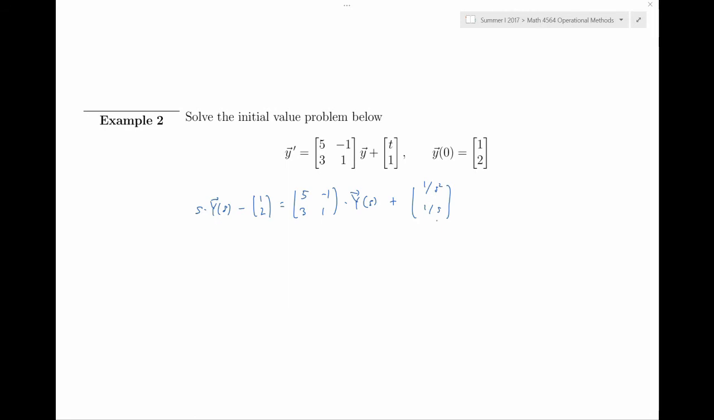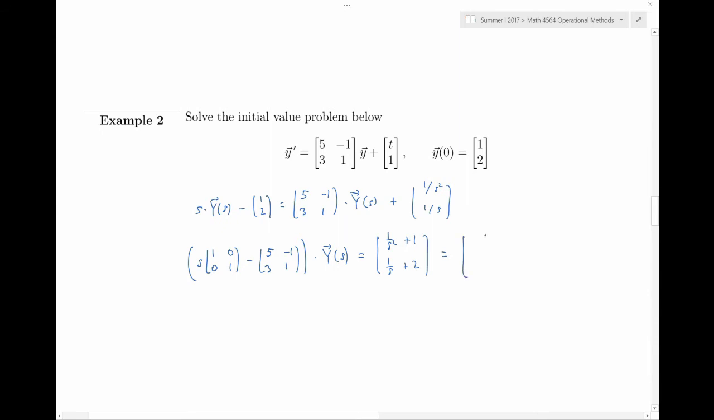Moving things to the other side, we get that y of s will be multiplied by s times the identity matrix of size 2 minus the matrix 5, minus 1, and 3, 1. That, when multiplied by y of s, should be the same as the vector on this side, which is 1 over s squared plus 1 and 1 over s plus 2.